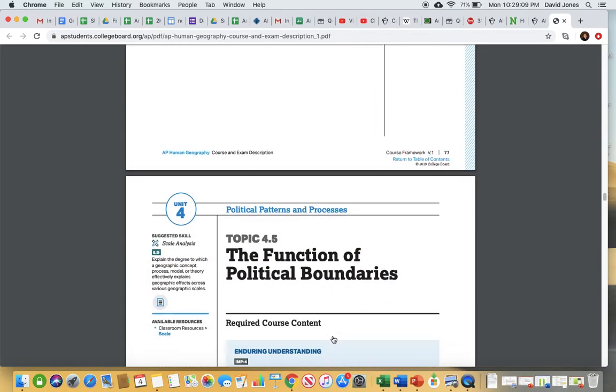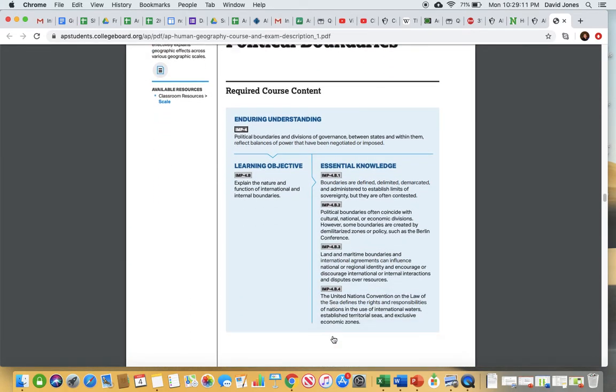Okay, so 4.5 is on the function of political boundaries, and the learning objective for this one was to explain the nature and function of international and internal boundaries. So we've got 4 pieces of essential knowledge here. It says first that boundaries are defined, delimited, demarcated, and administered to establish limits of sovereignty, but they are often contested, and this is a really important piece here, is that a lot of boundaries around the world are not set in stone.